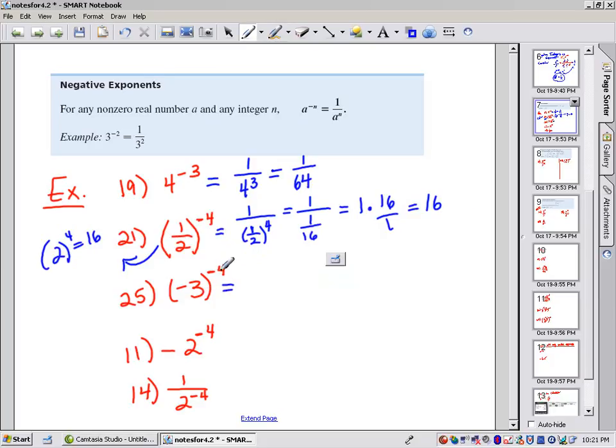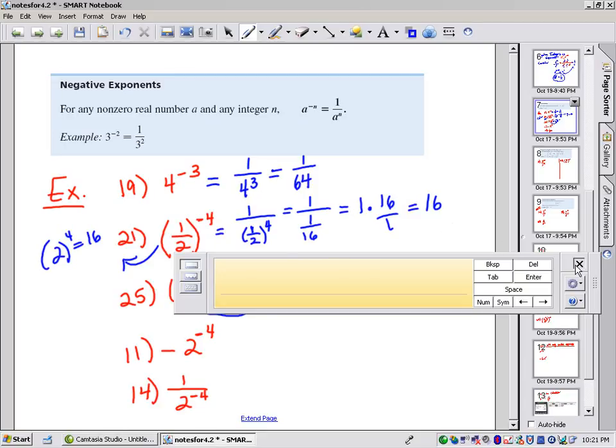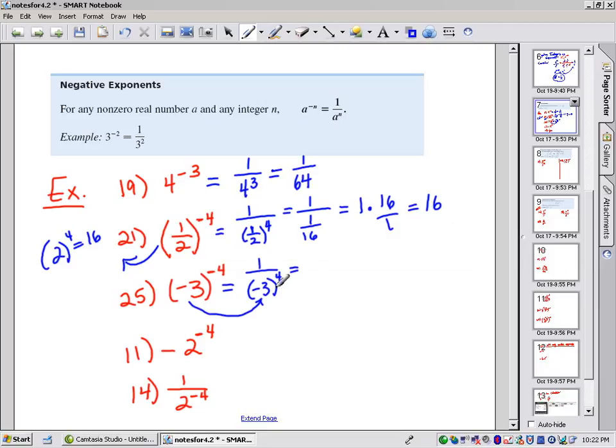Negative 3 to the negative 4 would be 1 over our base, which is negative 3, to the positive 4. If the negative is in parentheses, it has to carry down to stay in parentheses in the denominator. So 1 over negative 3 to the 4th would be 1 over negative 3 repeated 4 times, which is a positive 81.